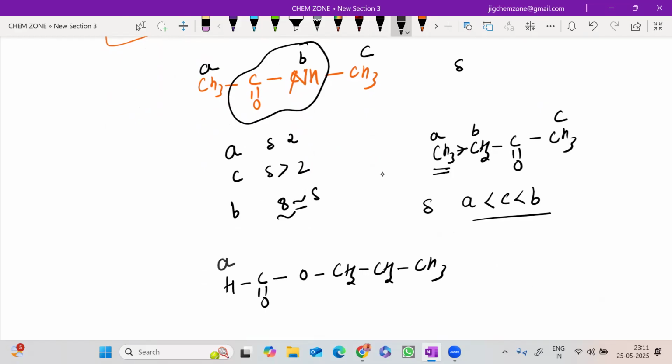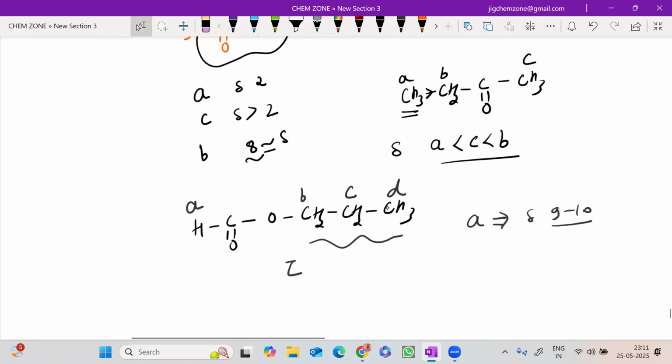Number of signals. There are 4 signals. इंटरेस्टिंगली जो ए का वैल्यू होगा वो किधर होगा? 9 to 10 के रीजन में होगा. एल्डिहाइडिक प्रोटॉन है. इफ यू कंपेयर द बी, सी एंड डी वैल्यू ऑन टाउ स्केल, थोड़ा देर टाउ स्केल के बारे में बात कर लेते हैं. इफ टाउ स्केल पर कंपेयर करेंगे बी, सी एंड डी का, डी हैव हाईएस्ट वैल्यू, देन सी, देन बी.